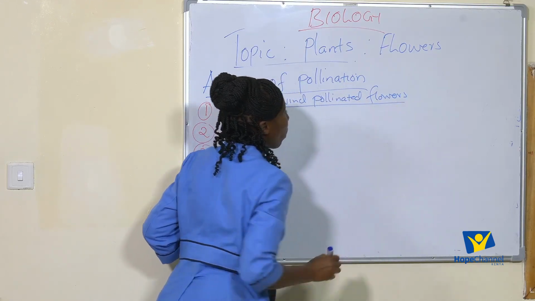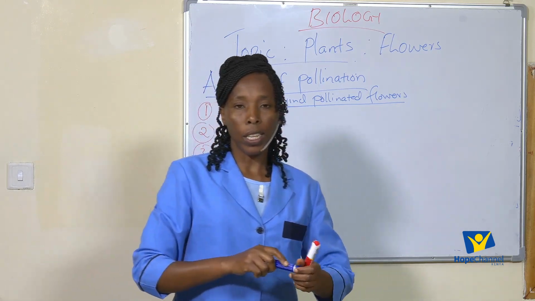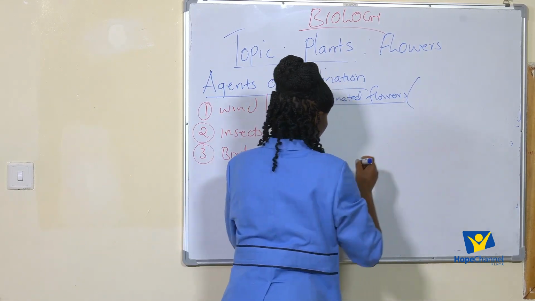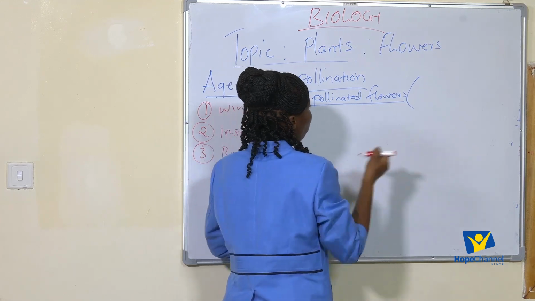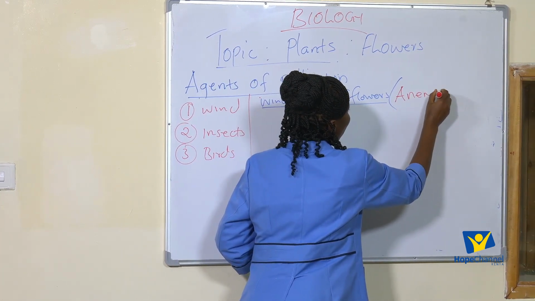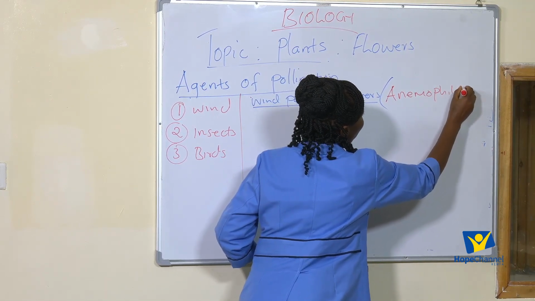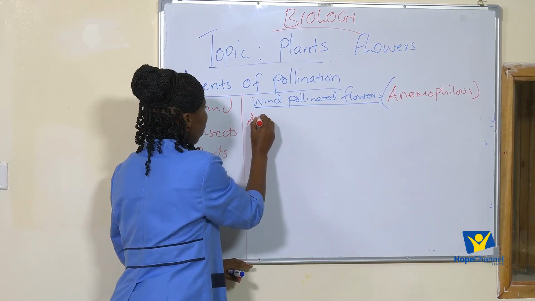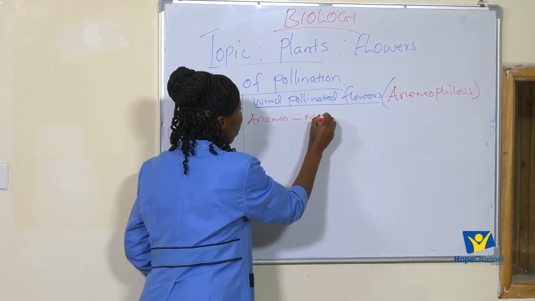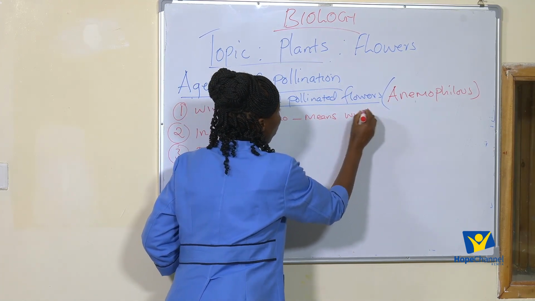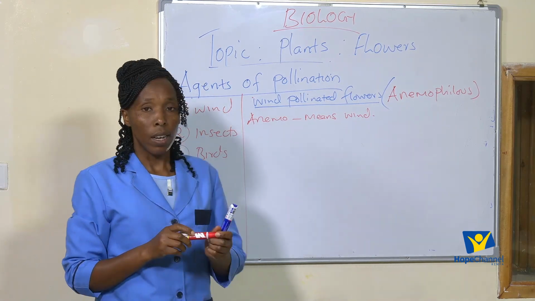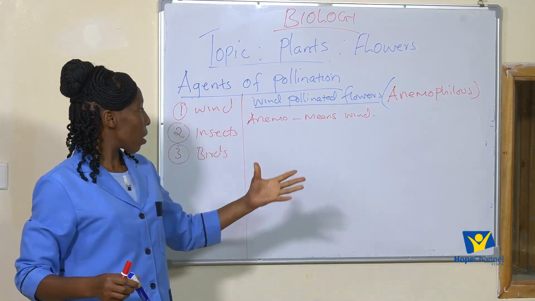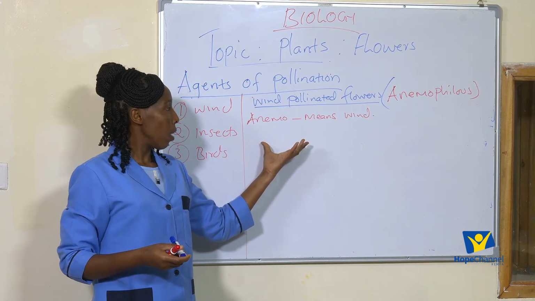Okay? Wind-pollinated flowers. Now, another name for wind-pollinated flowers, we say anemophilous. Anemo means wind. So these are flowers that are pollinated by wind.